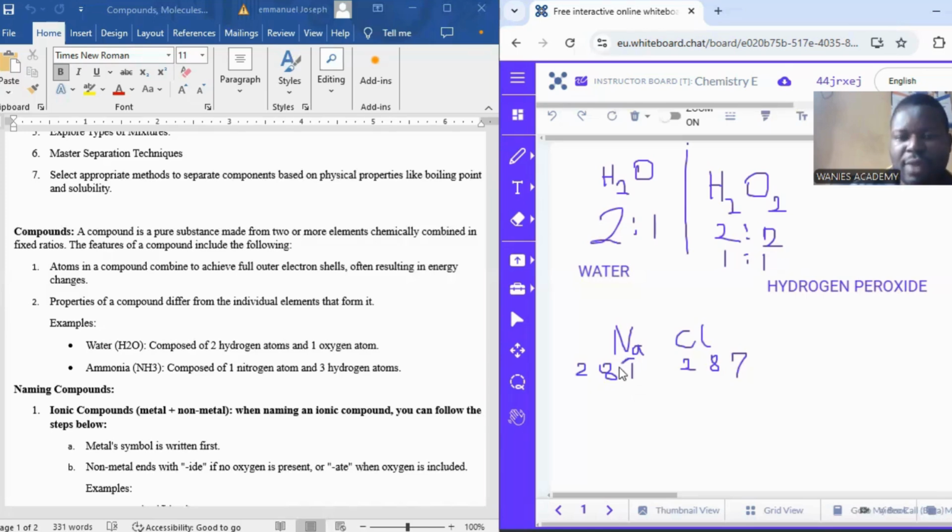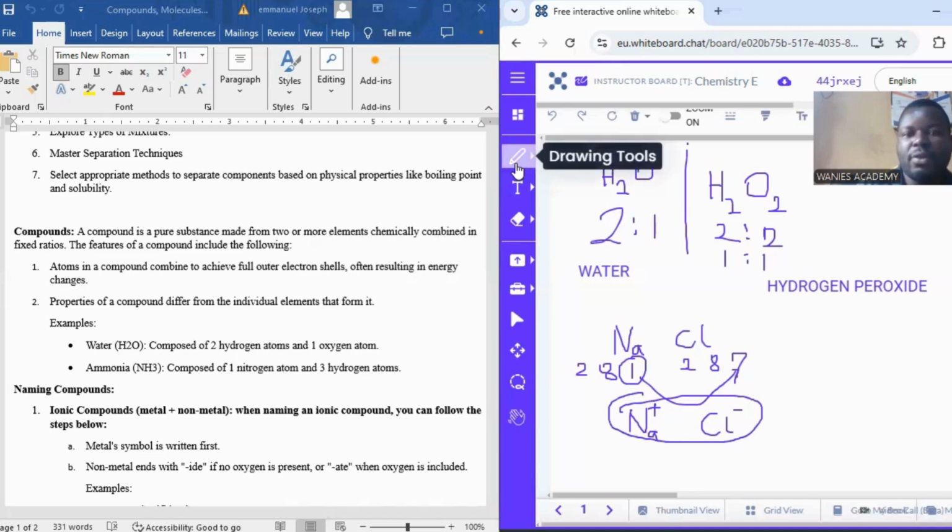Sodium would transfer this 1 electron to chlorine, so that chlorine becomes Cl minus 1, because it gained 1 electron from sodium. And then sodium, because it lost 1 electron, forms what we call the sodium ion, Na+. So this brings about the combination that gives you sodium chloride. That is how sodium chloride is formed.